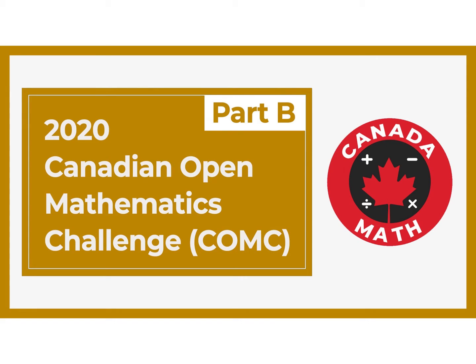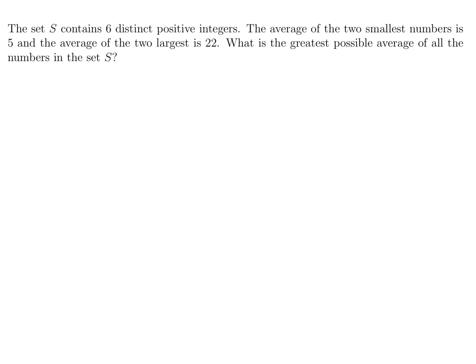2020 Canadian Open Mathematics Challenge, Part B. The set S contains 6 distinct positive integers. The average of the two smallest numbers is 5, and the average of the two largest is 22. What is the greatest possible average of all of the numbers in the set?